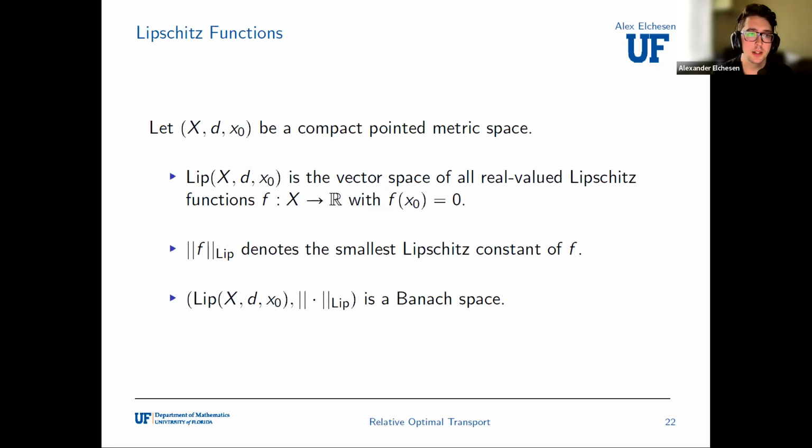So the setup here is, again, we're looking at a pointed metric space. And just for simplicity, we'll assume we have a compact pointed metric space. So Lip(X, d, x naught) is the vector space of all real valued Lipschitz functions which vanish at the base point. And Lipschitz functions have Lipschitz constants. So the Lip norm of f is just the smallest Lipschitz constant of f. And this space actually is a Banach space.